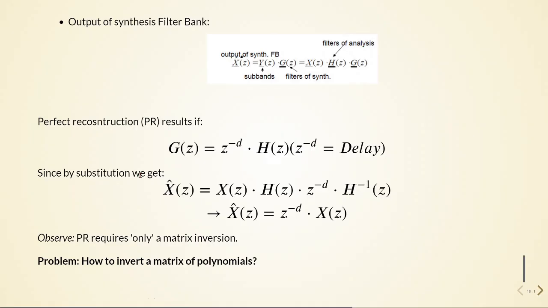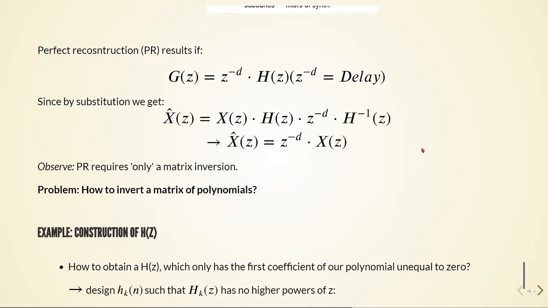Since by substitution we will get that x hat, the output, is equal to x of z, our input, times the analysis, times a delay, z to the power of minus d, times the inverse of the analysis. So we see that the output is equal to z to the power of minus d, a delay, times the input. So observe that perfect reconstruction requires only a matrix inversion. The problem is how to invert a matrix of polynomials.